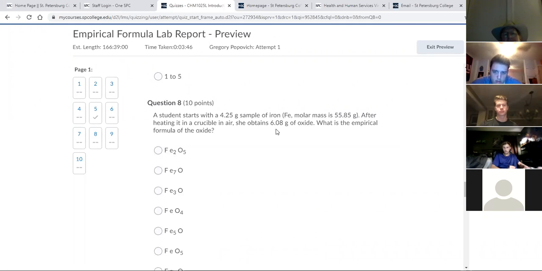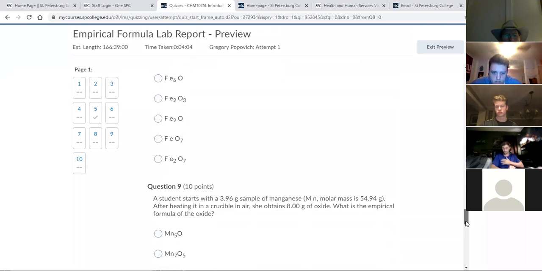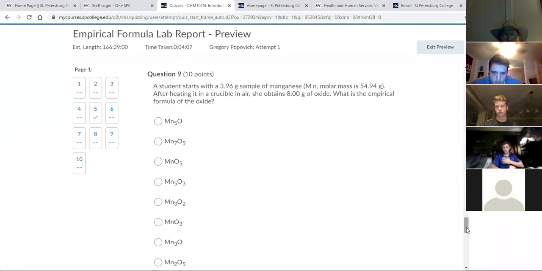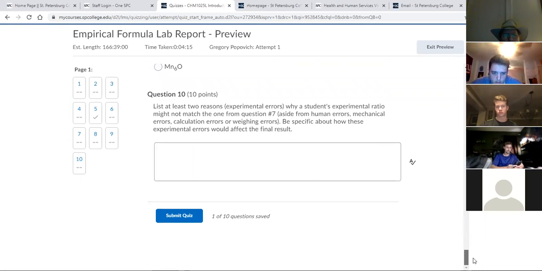Now, you have another problem here with iron and oxygen. Solve this the same way we did the aluminum oxide that I demonstrated and the one you're doing for this particular experiment. Same thing here. Okay, let's reason this out.